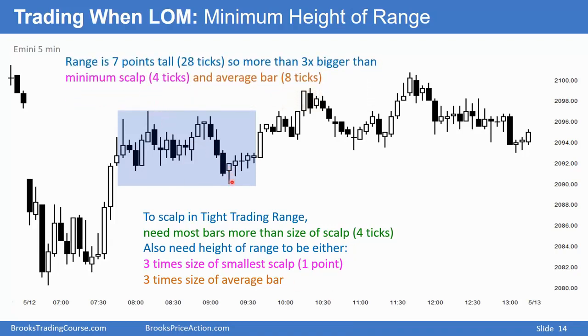The range here is 27 ticks. This is a tight range. You can see we have 6 sideways bars, 3 here, 3 or 4 here, 3 here. The market is reversing every 2 to 3 bars. However, the height of the range is 7 points tall, 28 ticks, so that's 3 times bigger than the minimum scalp, 4 ticks. And the average bar here is 8 ticks. 28 ticks is more than 3 times that as well. Therefore, even though it's a tight trading range, many experienced traders are willing to trade with scalps using limit orders.